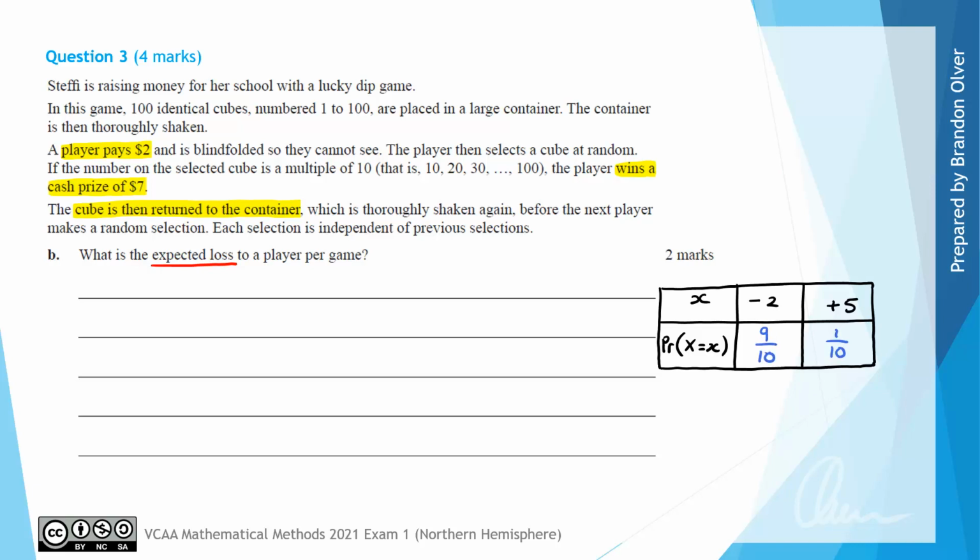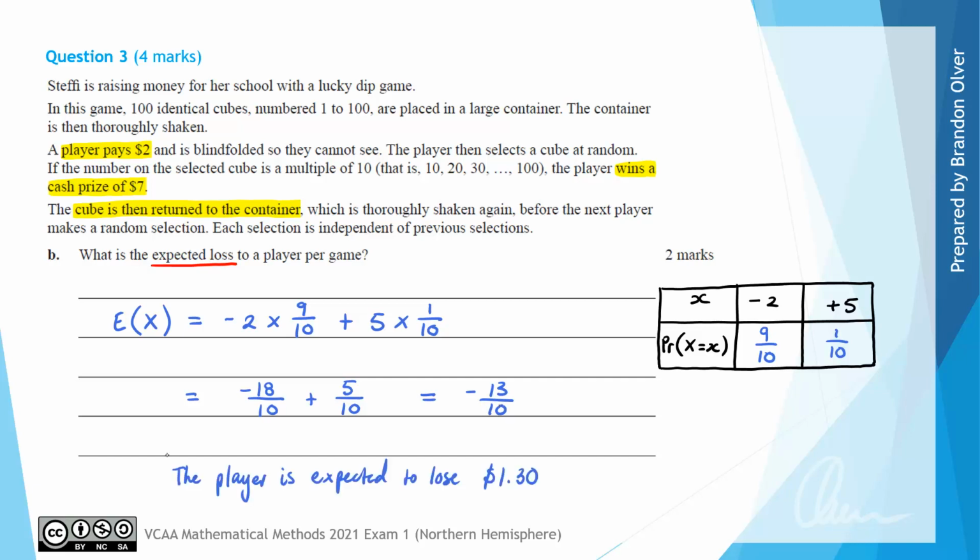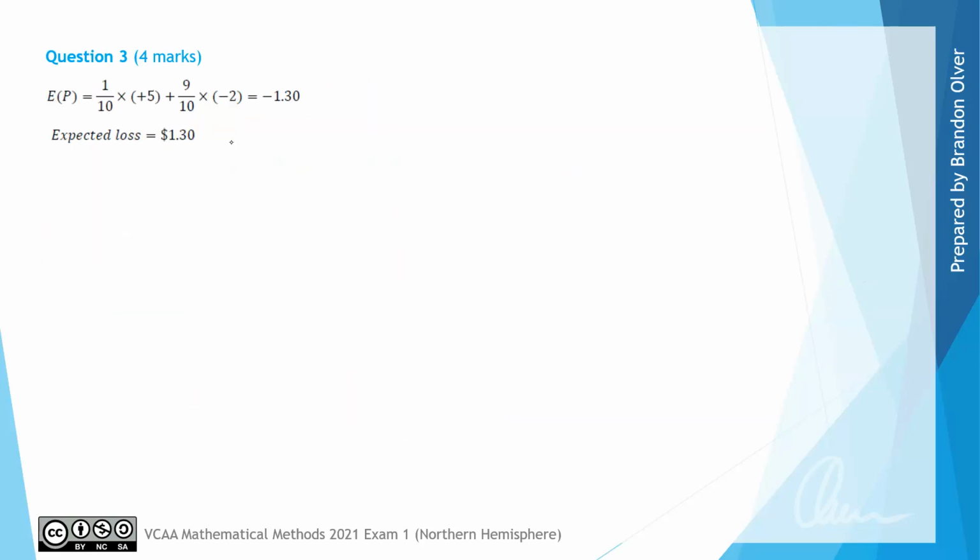So to calculate the expected loss, so the expected amount of money that they will lose, that's going to equal the X value times its probability value. So it's going to be -2 times 9 on 10 plus 5 times 1 on 10. So that is going to equal -18 on 10 plus 5 on 10, and that is going to equal -13 on 10. So the player is expected to lose $1.30 each game. So that is the answer to part B of this question. The examiner's report just outlines the same method that we used on the previous slide.